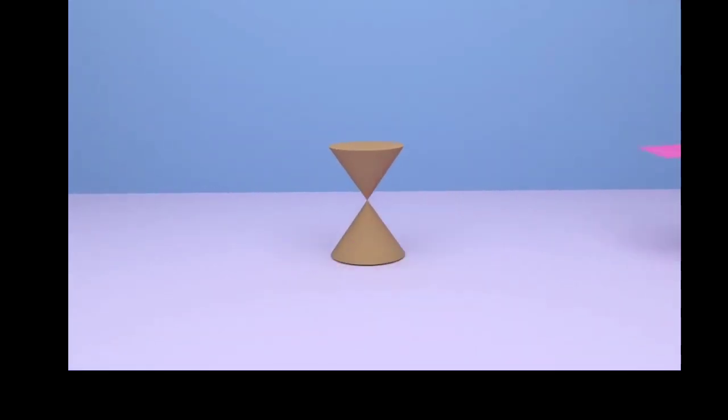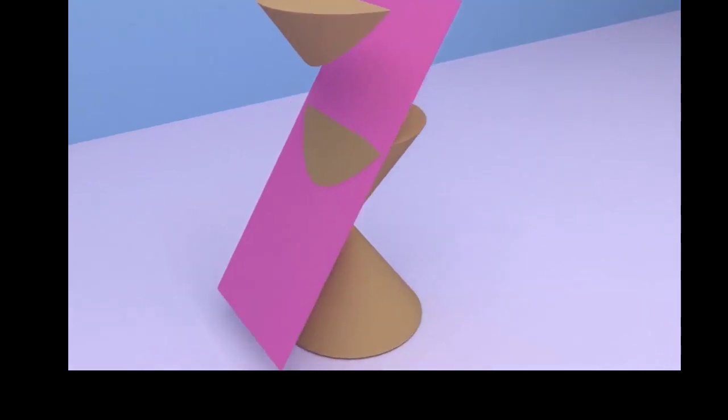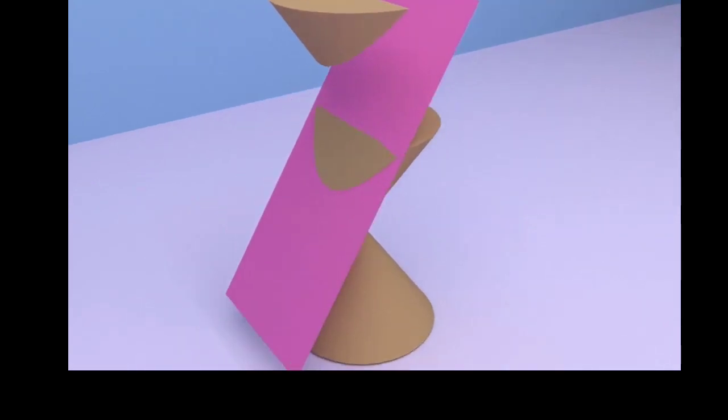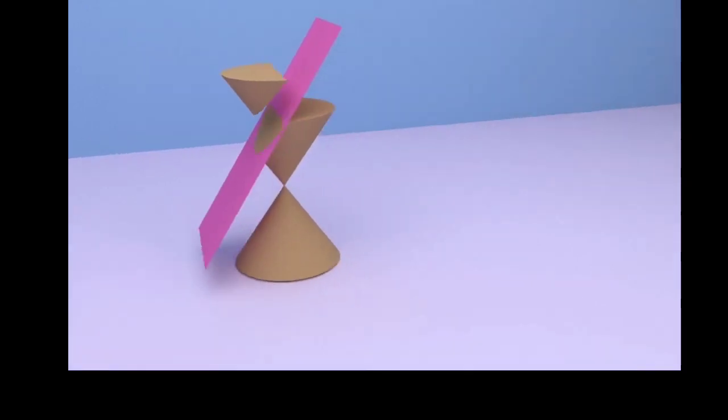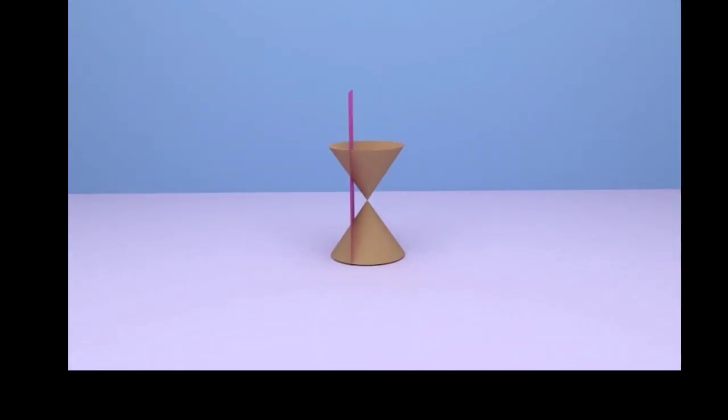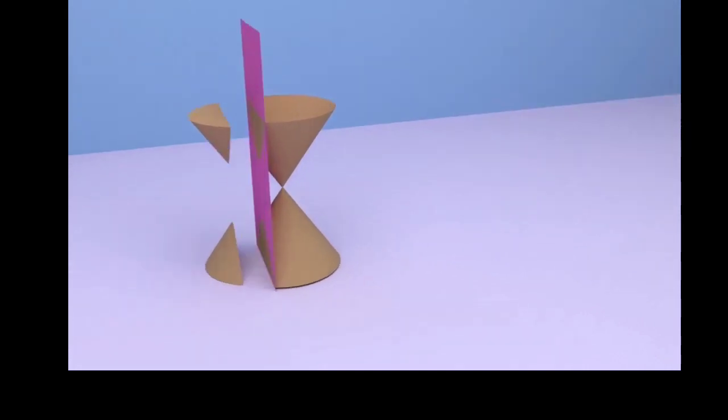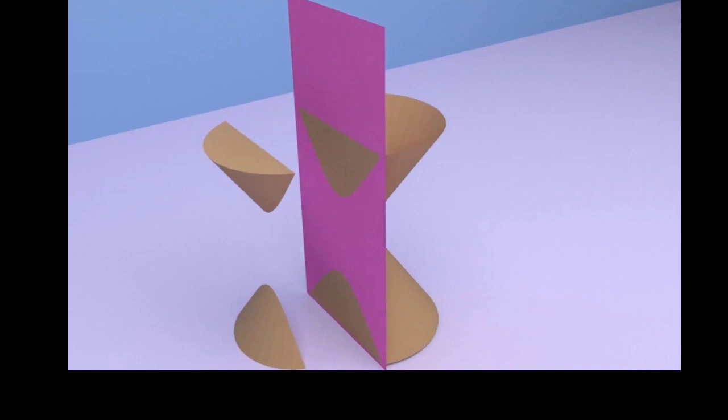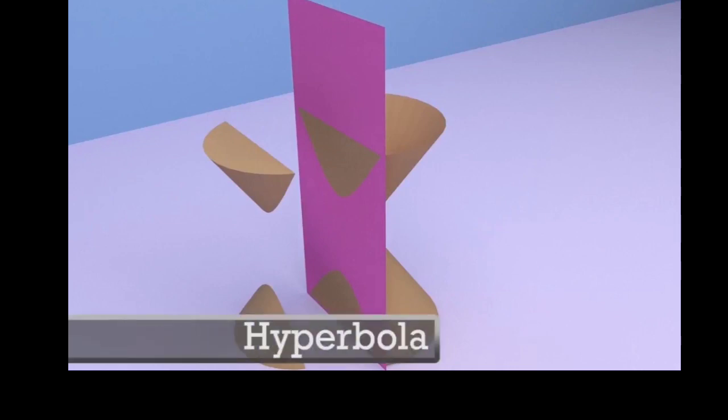In the third situation, we increase the angle of the plane further and we have reached an angle such that the plane is parallel to the cone. At this angle, when we cut the cone, the new shape we are getting is called a parabola. In the fourth situation, we increase the angle even further and when we cut the double cone, we can see that both the cones are giving two independent shapes. Both of these together are called a hyperbola.